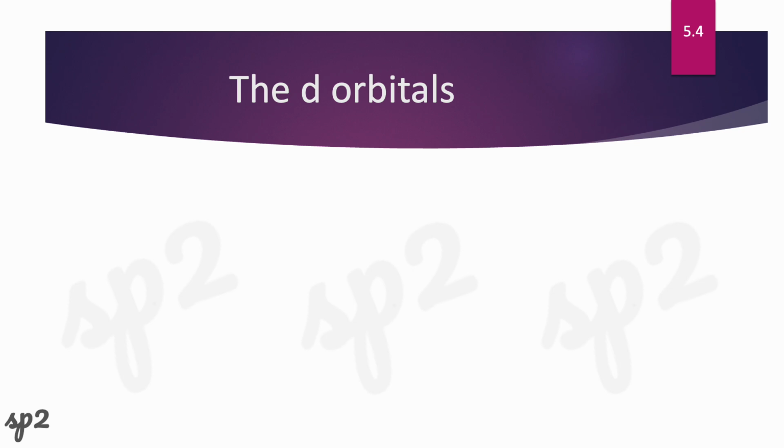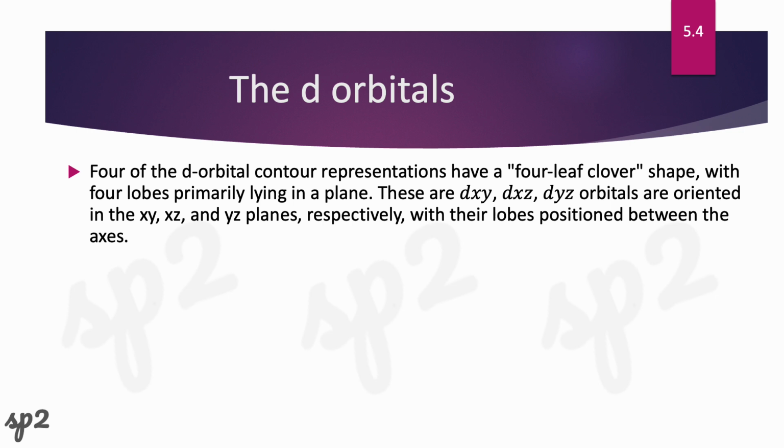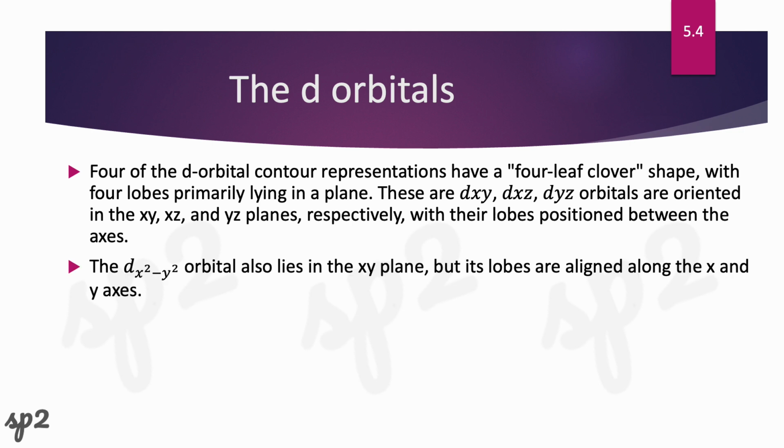Okay, so on this page, I'm going to be talking about the features of the shapes that we have for these d orbitals, and then I will show you the actual shapes on the next page, okay? So 4 of these d orbitals have contour representations with a 4-leaf clover shape, where the 4 loops are primarily lying in a plane. 3 of them are the dxy, dxz, and dyz orbitals. These are oriented in the xy, xz, and yz planes, and their loops are positioned between the axes. Then the fourth one, the x squared minus y squared orbital, is still in the xy plane, but the loops are along the x and y axes, not between them.